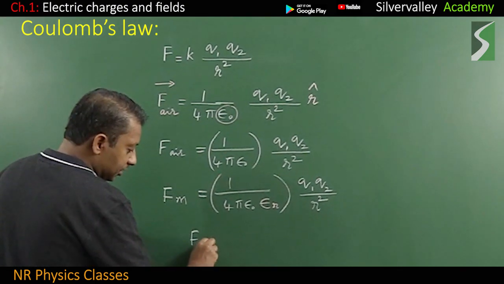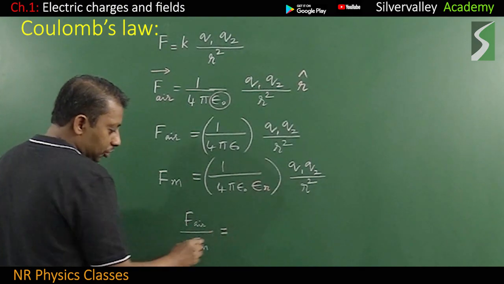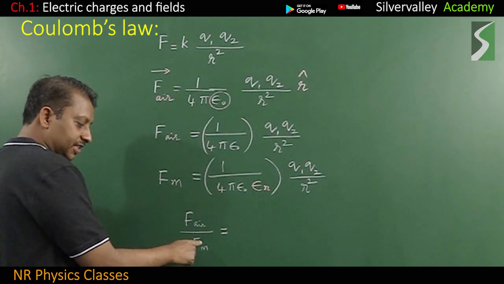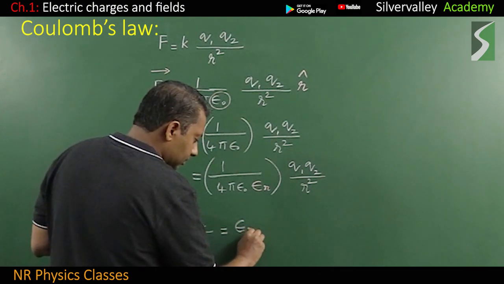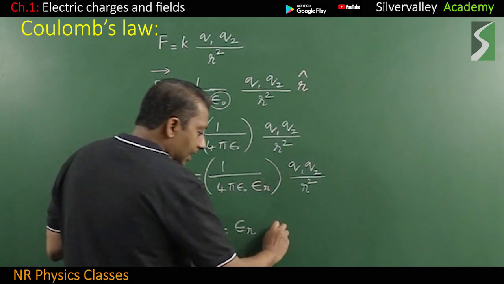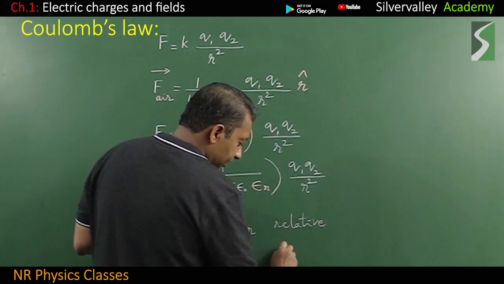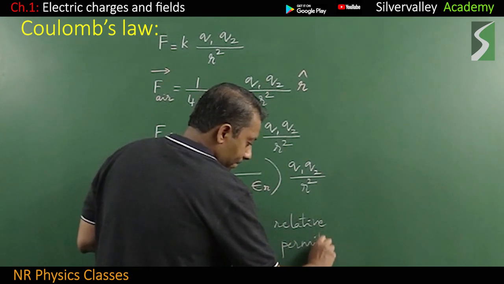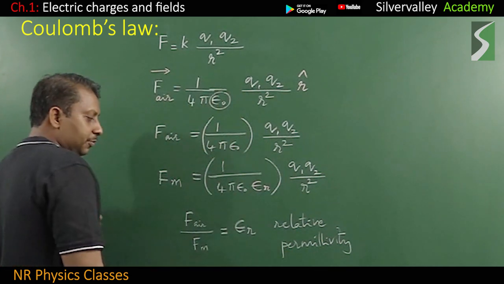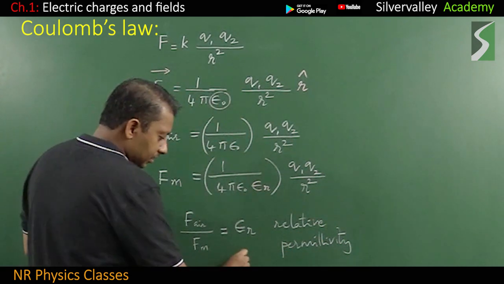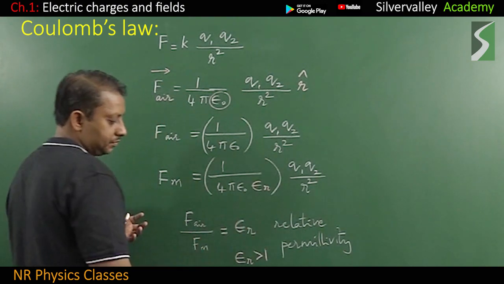This is force in medium. The ratio of force between two charges in air to the force between the same two charges separated by the same distance in a medium is epsilon R. This epsilon R is called relative permittivity, and relative permittivity epsilon R is always greater than 1.